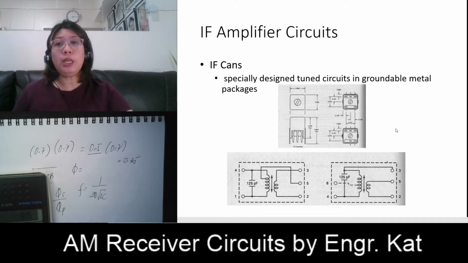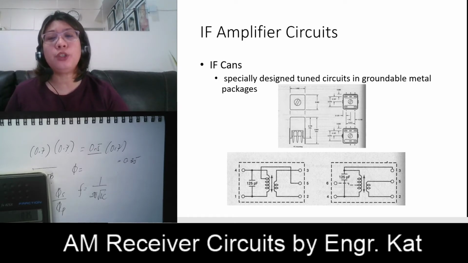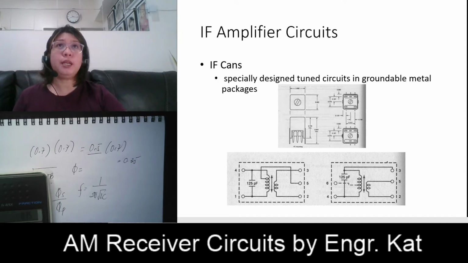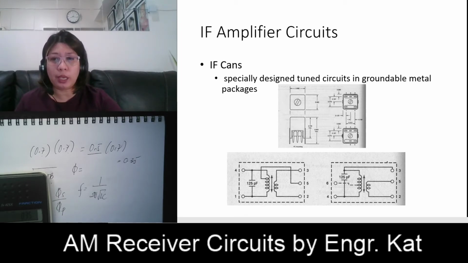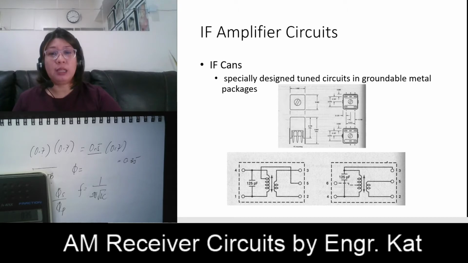Usually the intermediate frequency stage comes in what we call IF cans. So what are IF cans? They are specially designed tuned circuits in groundable metal packages. Here we have the physical diagram for an IF can, and then we have the schematic diagram for an untapped coil. And this is our schematic diagram for a tapped coil.